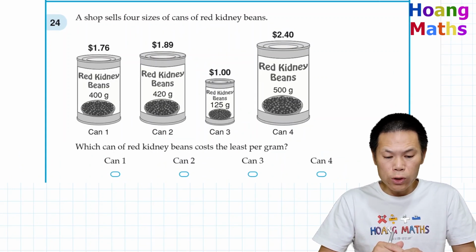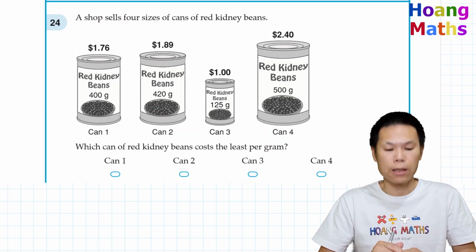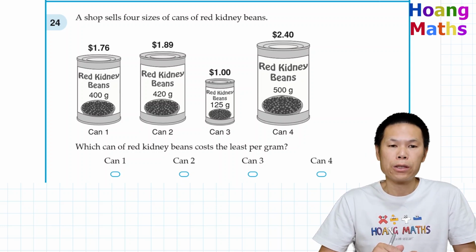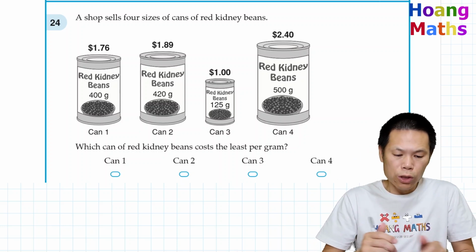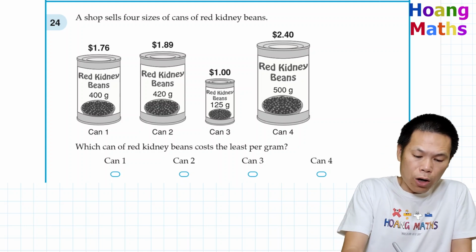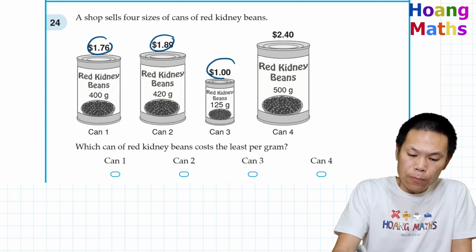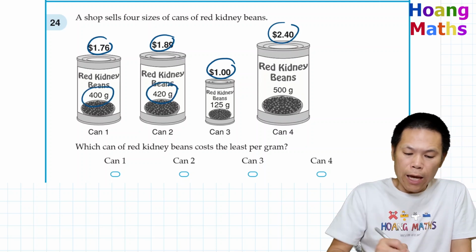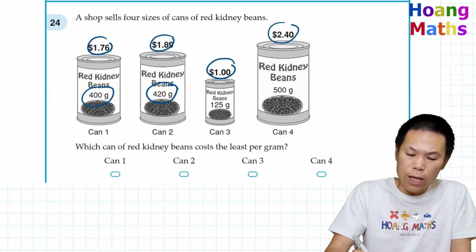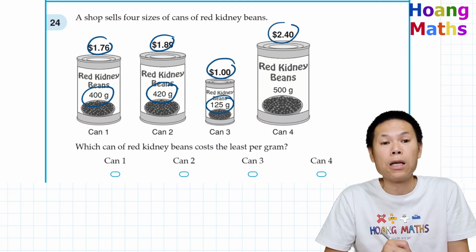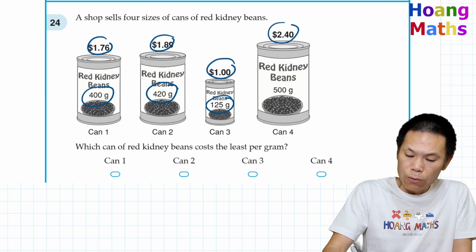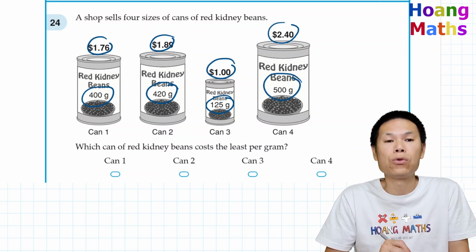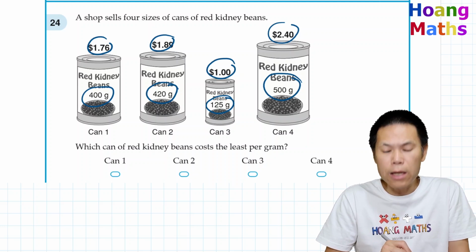Question number 24. A shop sells 4 sizes of cans of red kidney beans. Which can of red kidney beans costs the least per gram? So what we need to do is work out by converting this into cents, and then we just divide by 400 grams here. The second can, we just go divide by 420, and the third one is just 100 cents divided by 125, and then the last can, that is can 4, is 240 cents divided by 500.